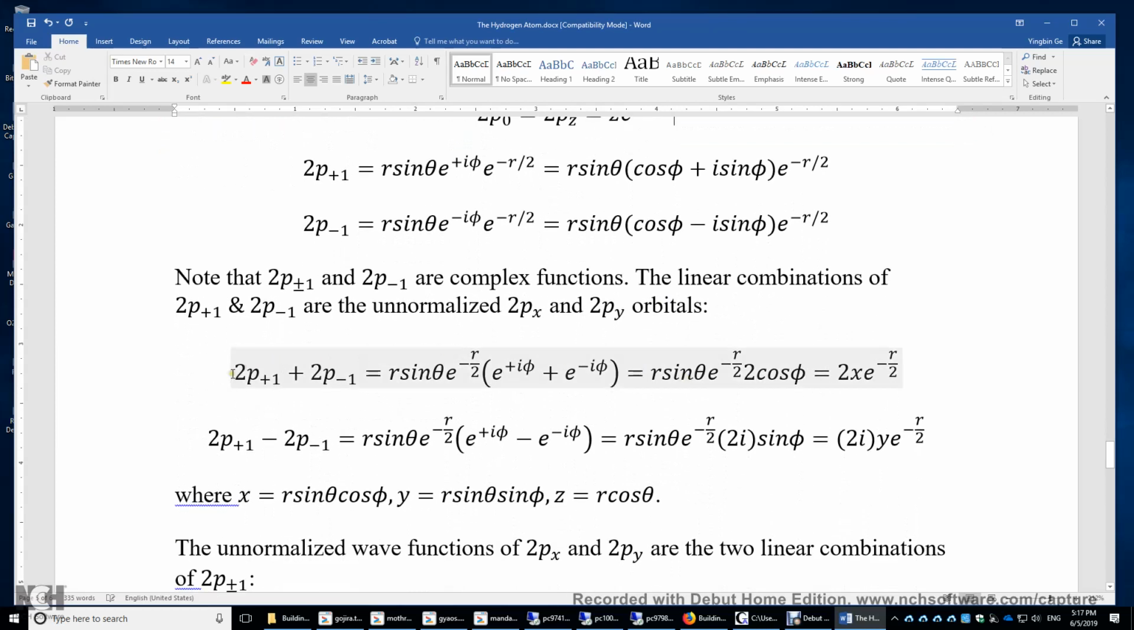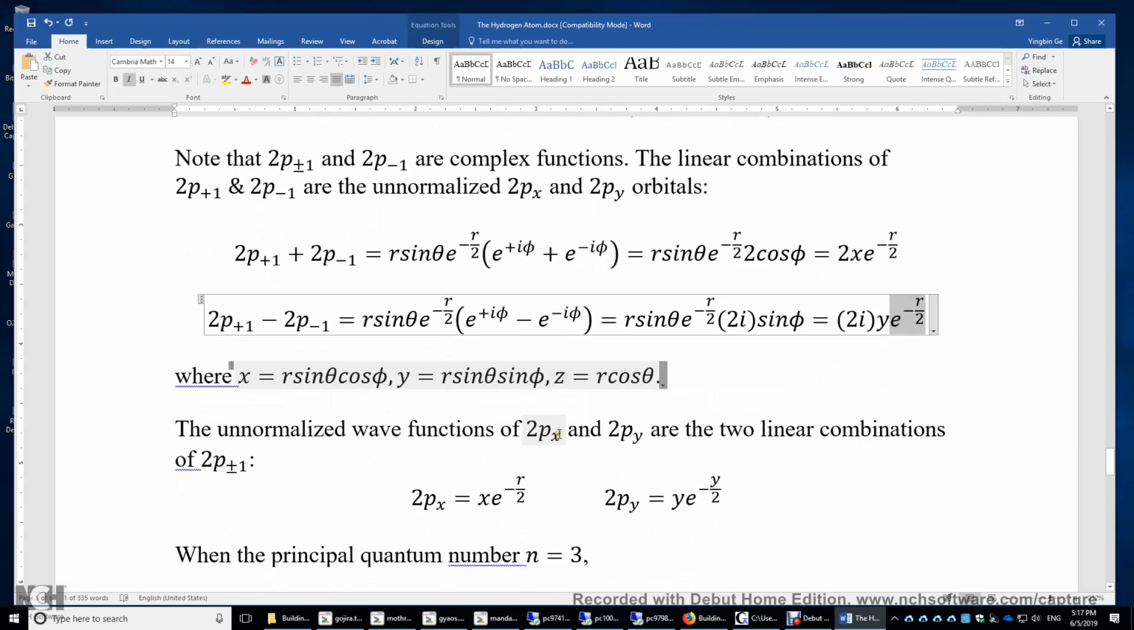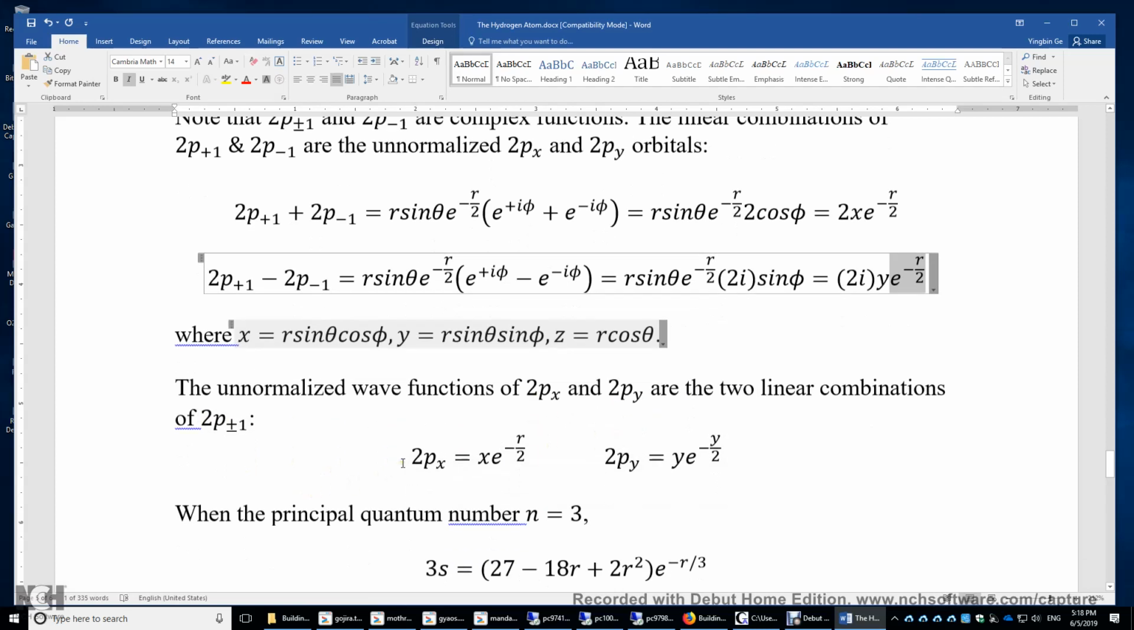So if you combine this 2p plus 1 and 2p minus 1, you get either 2x times the exponential function if you do addition, or you get 2i times y times the exponential function if you do a subtraction. So really 2px and 2py are the two linear combinations of 2p plus minus 1. So why do we have these different kinds of expressions?